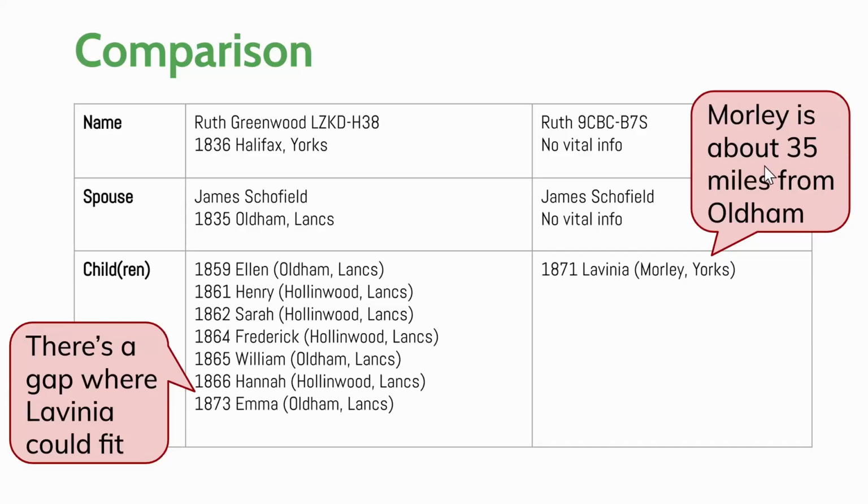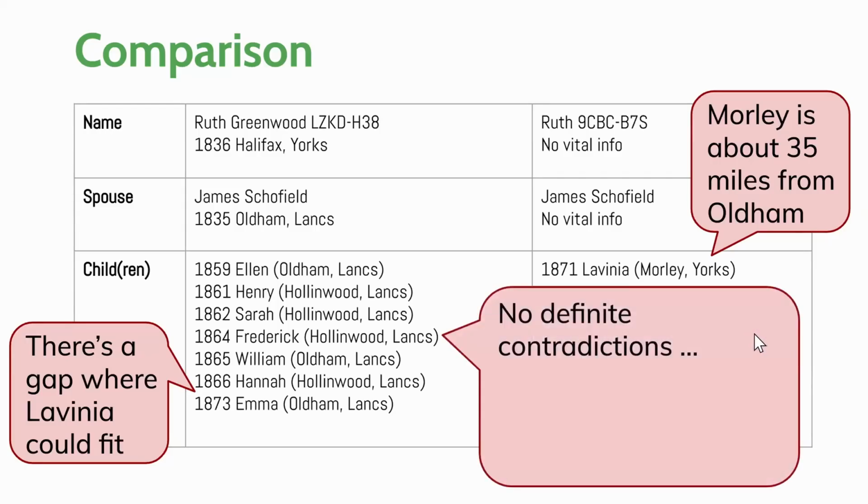Oh, I forgot I had this. Morley is only about 35 miles from Oldham. So even back in the late 1800s, that was not an impossible distance to travel, right? The family could have gone there for work. They could have gone to visit family members, who knows? But it wasn't across the Atlantic Ocean or something that would be very difficult and time consuming for a large family. So it's still looking plausible, right?